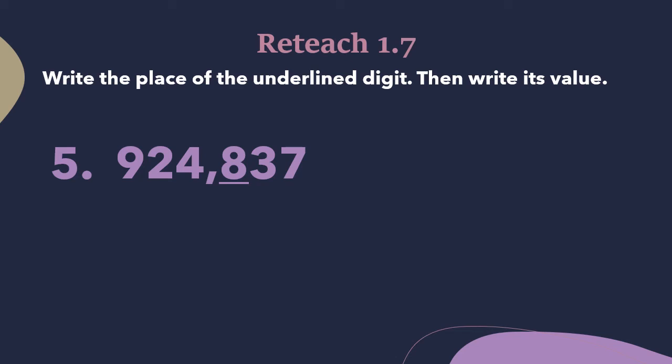All right, now that you've had a chance to try to figure out what place that 8 is in and what its value is, let's check the answer together. So 924,837, that 8 is in the hundreds column. And once again, don't forget to put that S at the end of 100 to make the name of the place, hundreds. And the value of that 8, if it's in the hundreds column, would be 800.